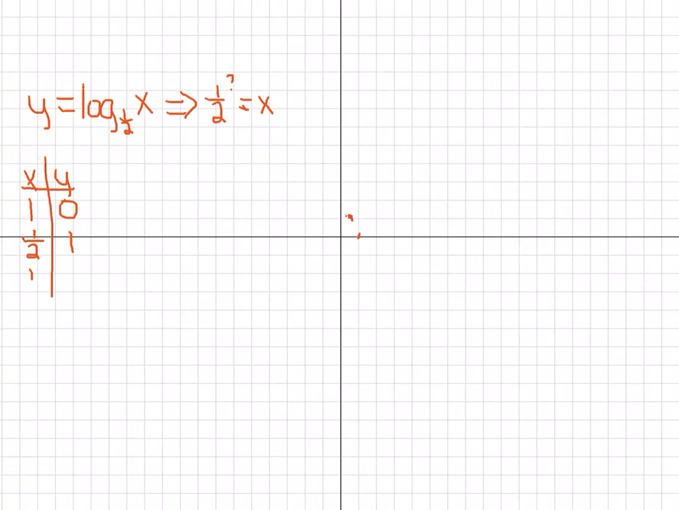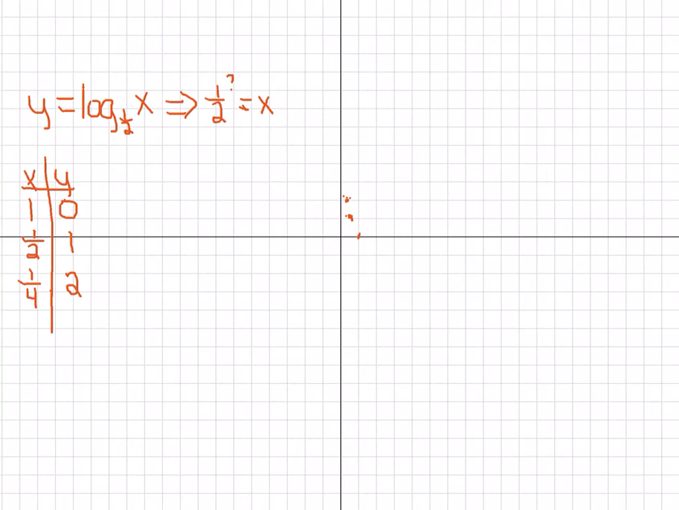All right, let's try 1/4. 1/2 to what power gives me 1/4? 1/2 to the second power. So 1/4, 2. This time we're going up instead of down. Let's see how it goes as we go further to the right.